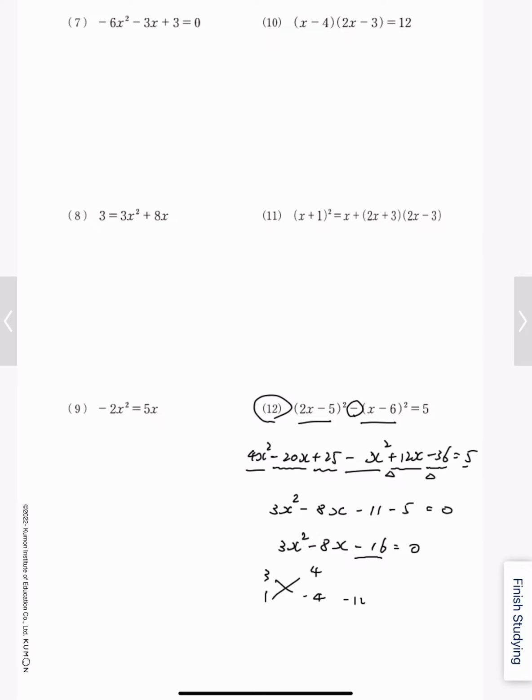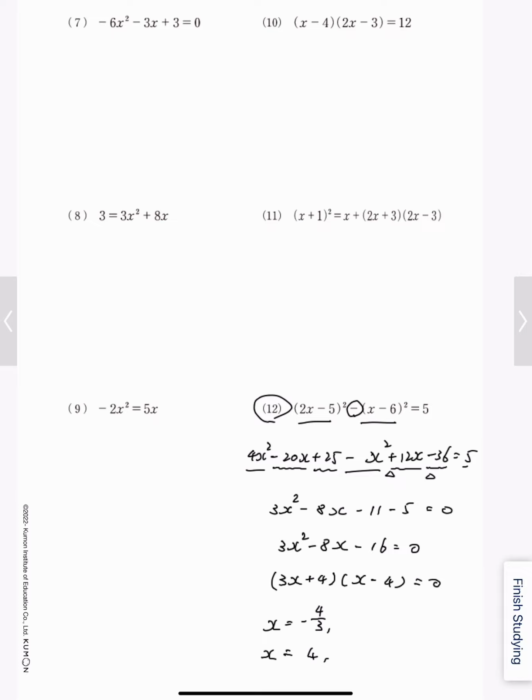So perfect. So in that case, what I'm going to do is that I'm going to use 3x plus 4. All right, so then x minus 4 is equal to 0. So x is equal to negative 4 over 3, and also x is equal to 4. So two answers, x is equal to negative 4 over 3, and x is equal to 4. So this is one of the methods that you can do it.